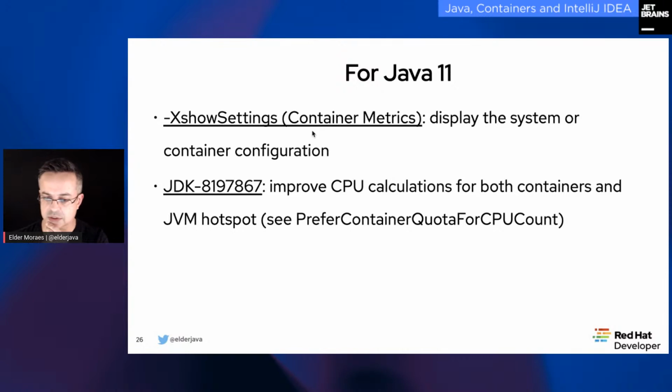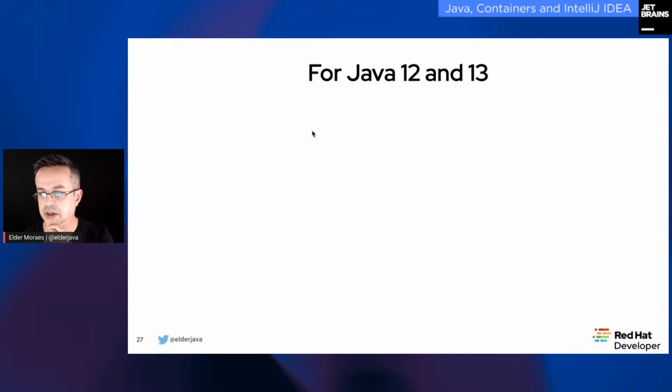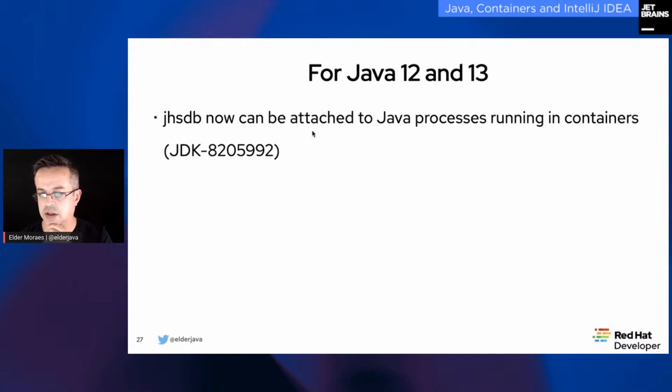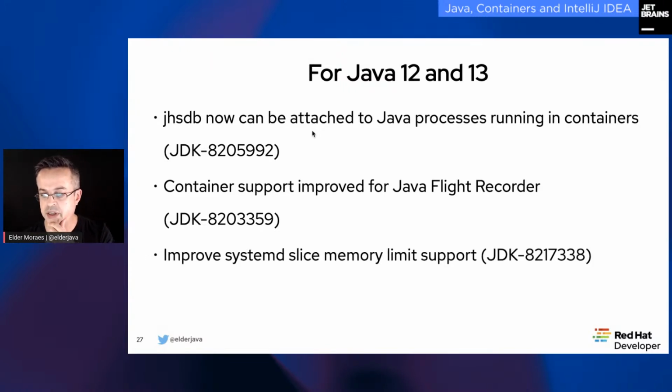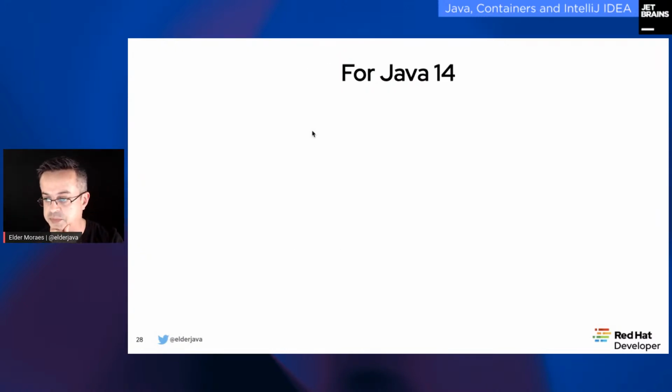We have this new feature that will improve the calculation and so on. For Java 12 and 13, now you have this tool, the GHSDB, that you can use to debug some JVM that is dumped. So you can attach it to a Java process running on containers. The container support for Flight Recorder was improved, and the systemd slice memory also was improved for the JVM to limit the allocation of resources based on containers.